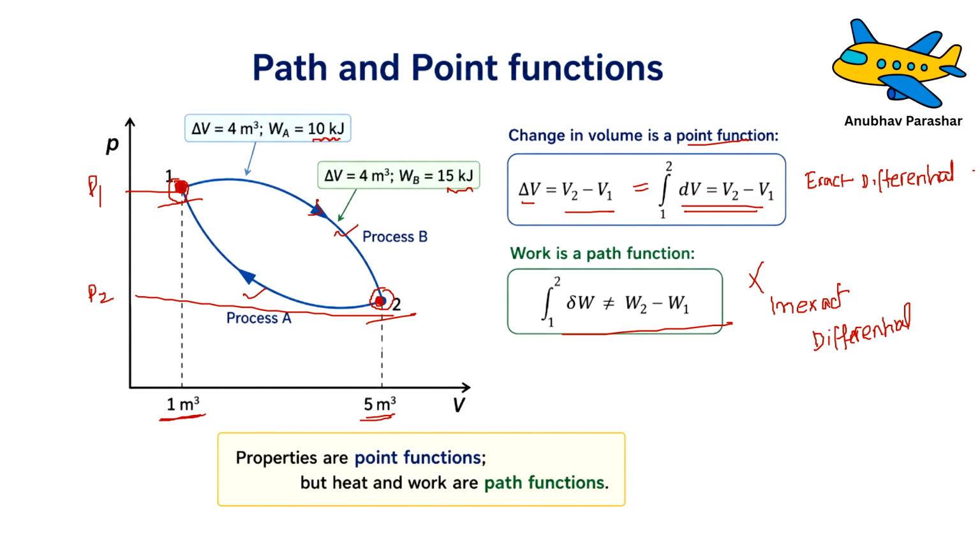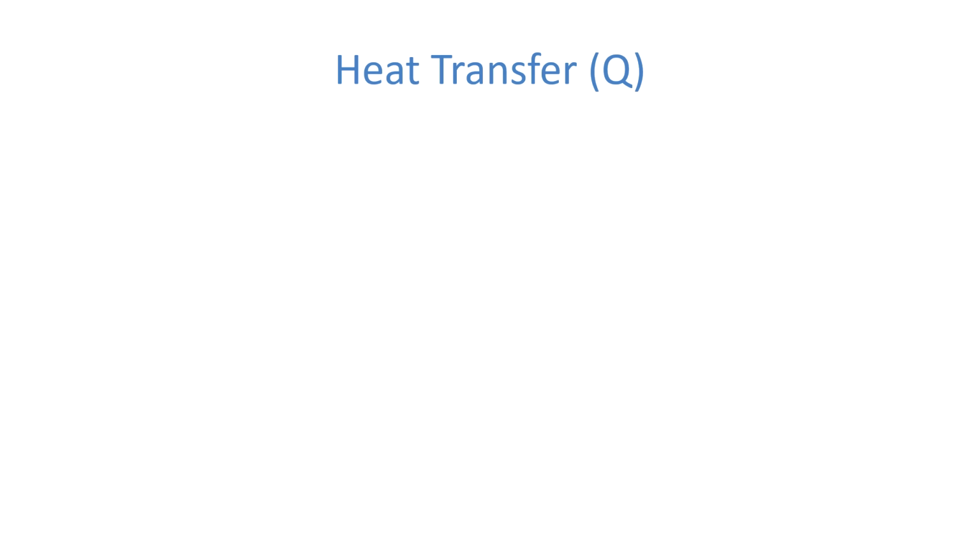You have to know the process. What kind of process is being followed? Is it a constant pressure process, constant volume process? Is it isothermal process, adiabatic process, adiabatic isentropic process? We'll discuss all these processes slowly as we move forward. So this is the basic meaning of path function and point function.